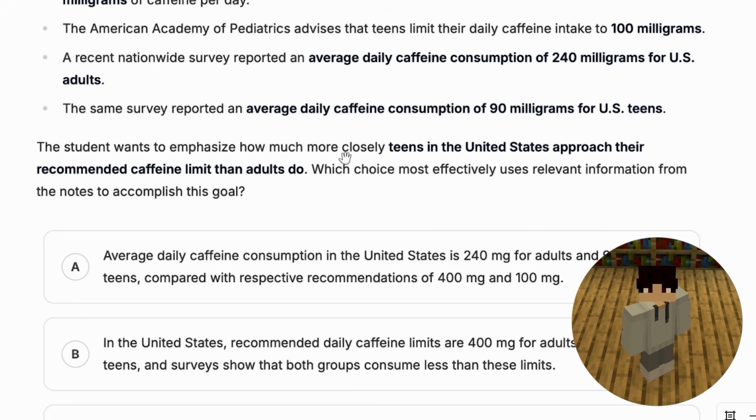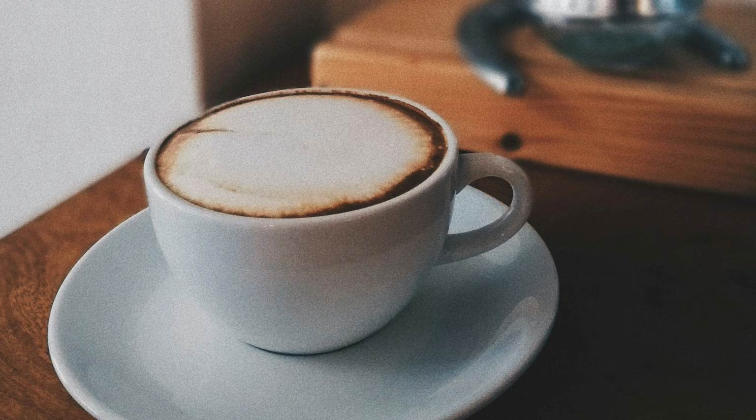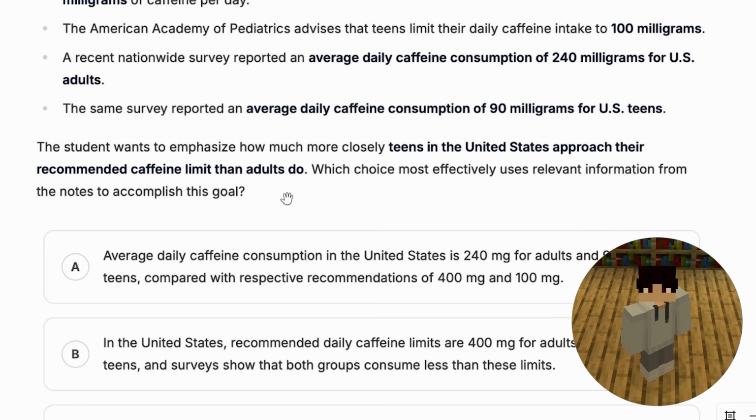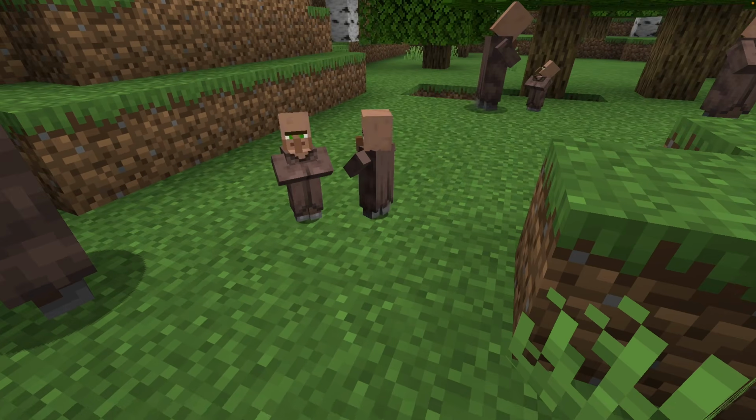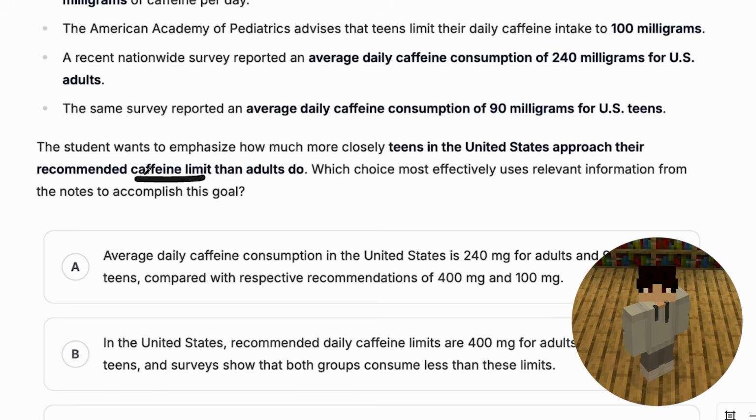Finally, for this one, the student wants to emphasize how much more closely teens in the United States approach the recommended caffeine limit than adults do. So we're basically trying to showcase that teens are much closer to the recommended caffeine limit than adults. They're consuming much more caffeine on a daily basis than adults are, which makes a lot of sense considering, Celsius.